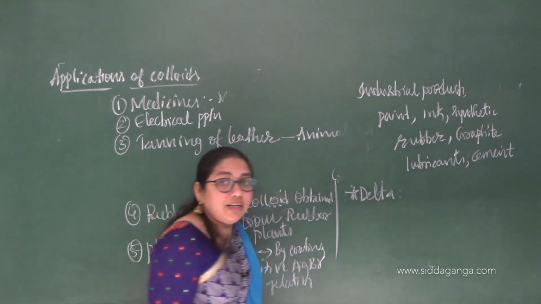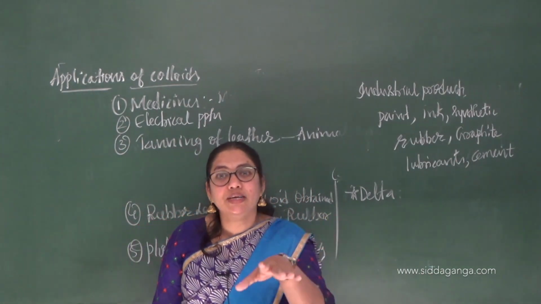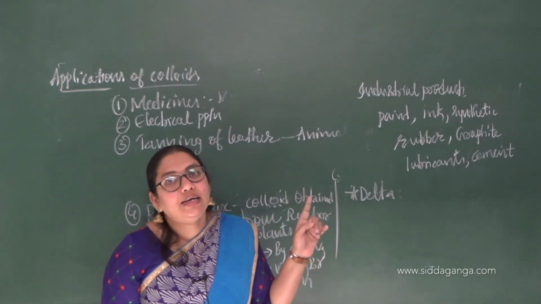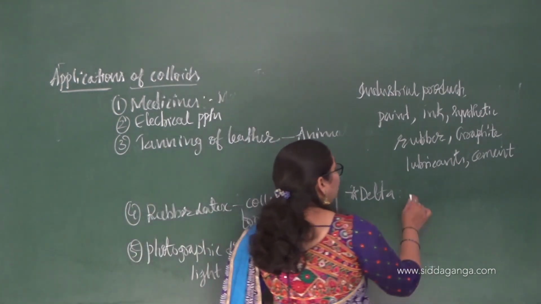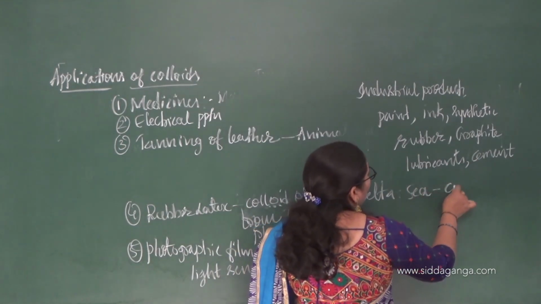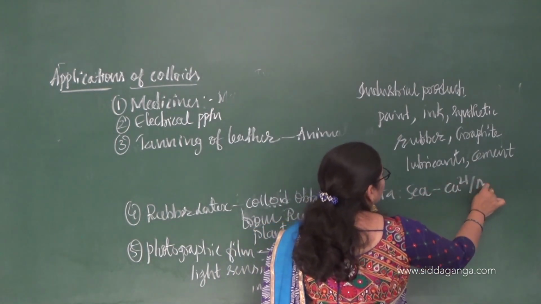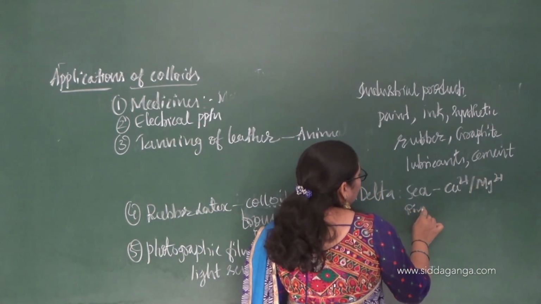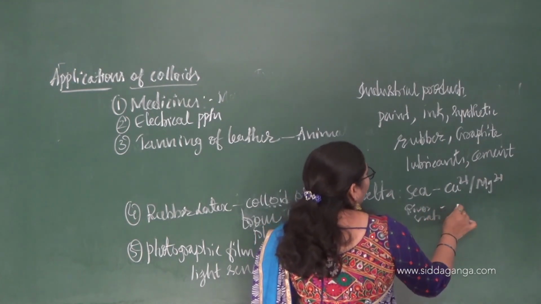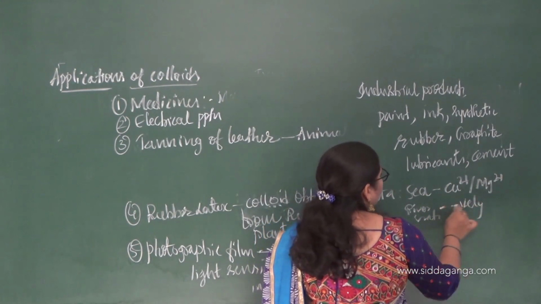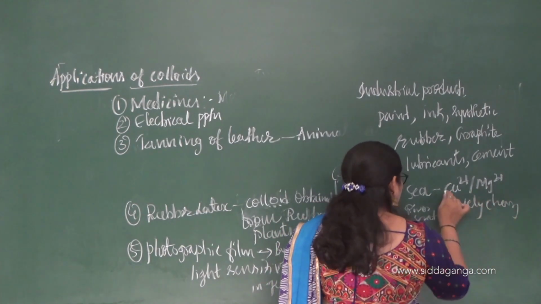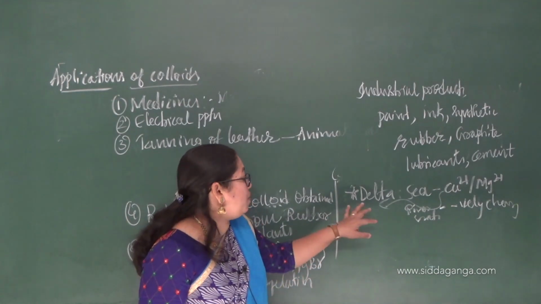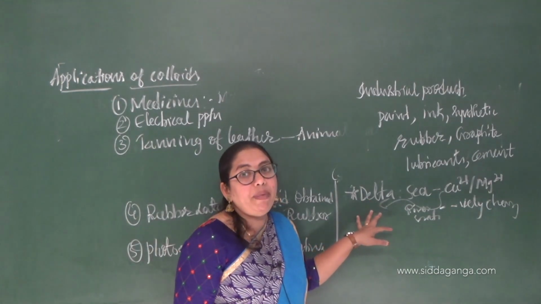So what is delta? Actually that is a region where the river meets the sea. That region is called the delta. There also you can see that the sea consists of dissolved calcium and magnesium ions, because that is hard in nature, right? So river water has negatively charged particles, and that leads to the formation of delta. That is also an application of colloids.